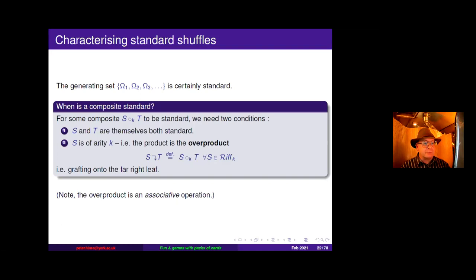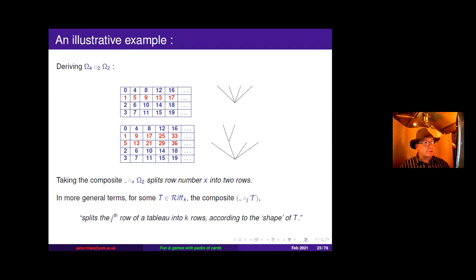And as an illustrative example of why this is the case, let's ask ourselves what happens when we plug omega 2 onto omega 4. All that's happening is we're taking our infinitary Young tableau and taking row 2 and splitting it up into two distinct rows. More generally, the jth composite with T splits the jth row of a Young tableau into k rows according to the shape of T. We could do this with finite Young tableaux, but then you have to consider partial actions, all that kind of thing. So it's much simpler in the infinite case.